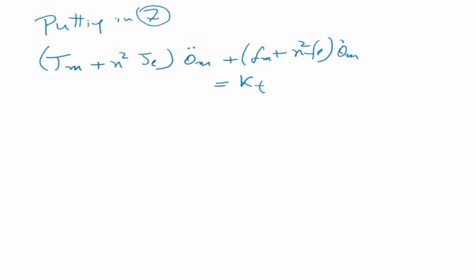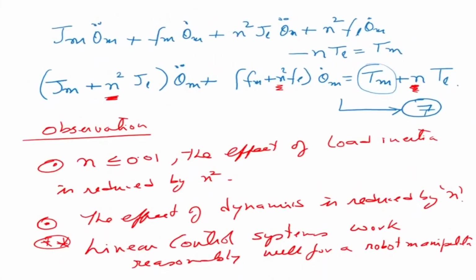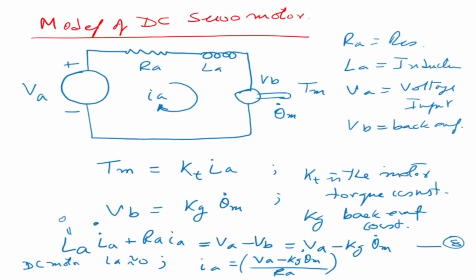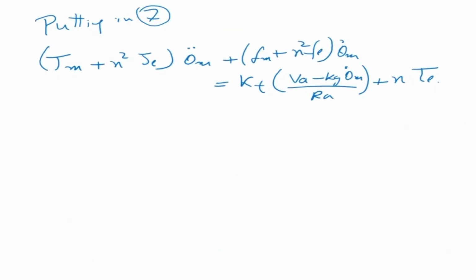Okay, so tau is equal to KT into IA, and IA we have seen was equal to (VA minus kg into theta m dot) divided by RA, plus n times tau L. So what we basically did, in the previous equation there was tau m, the motor torque. So motor torque we have seen is equal to KT into IA. So I'm putting it there. Again I see IA is equal to (VA minus kg into theta m dot) divided by RA. Okay, so I put this all in this equation, and this is what I get.